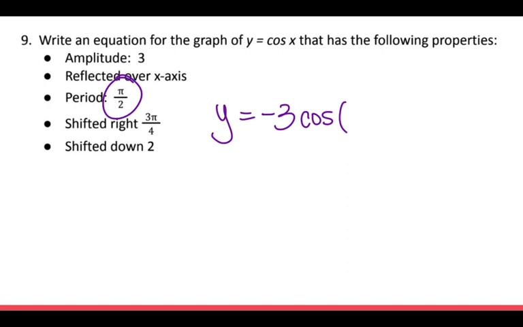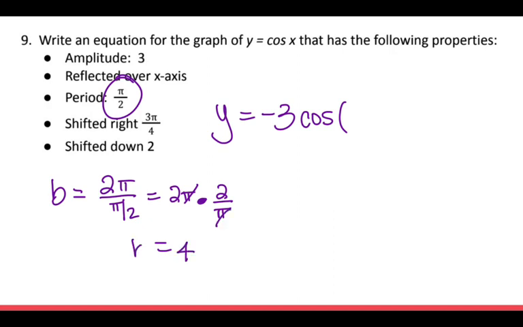So I have 2 pi. So to find b, it is 2 pi divided by my period. Ooh, this looks crazy. So I have 2 pi divided by pi over 2. Let's see, I got a fraction and a fraction. So I'm going to do 2 pi times, I'm going to flip this over because I'm going to multiply by the reciprocal. So times 2 over pi. And that gives me, pi's are going to cancel, that gives me 4.